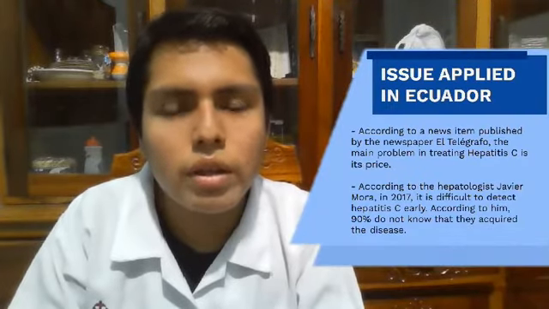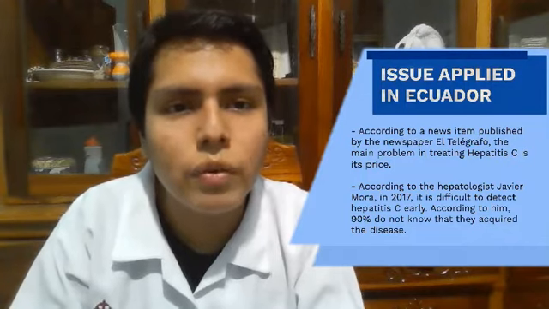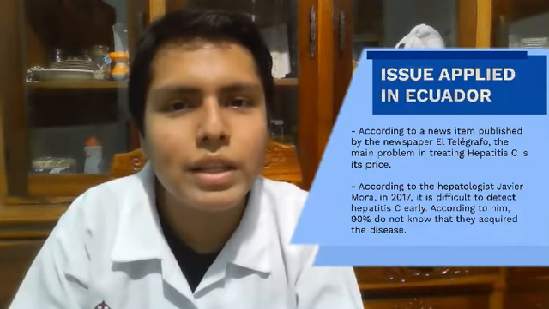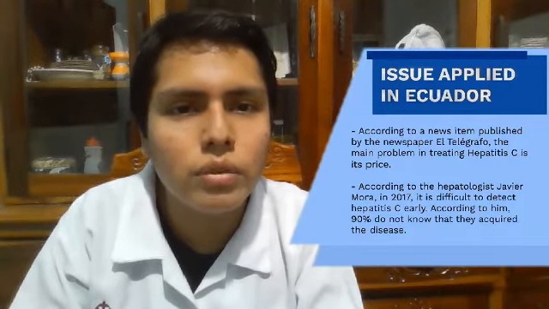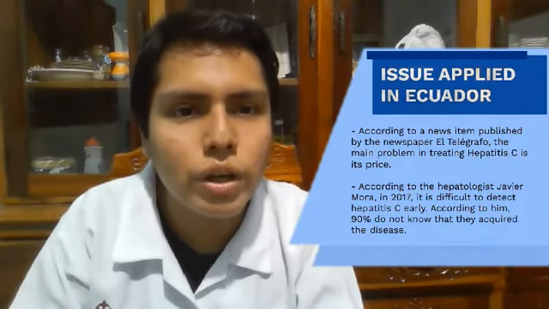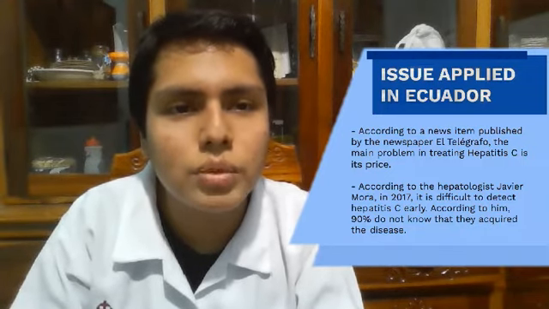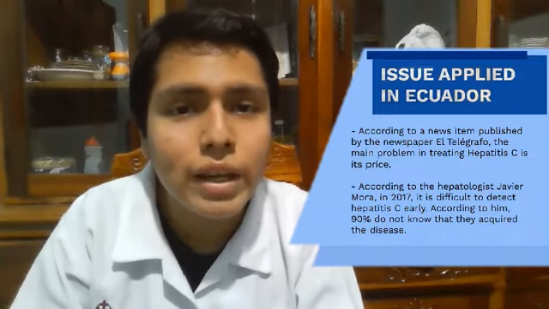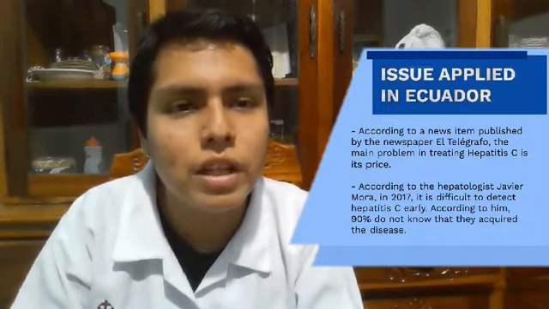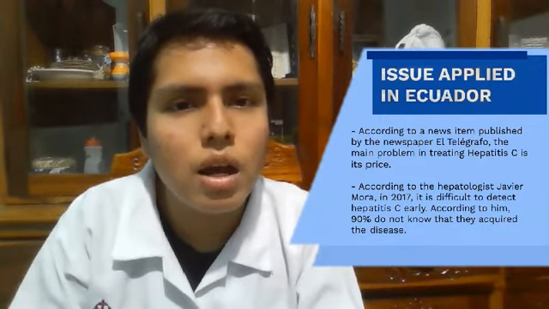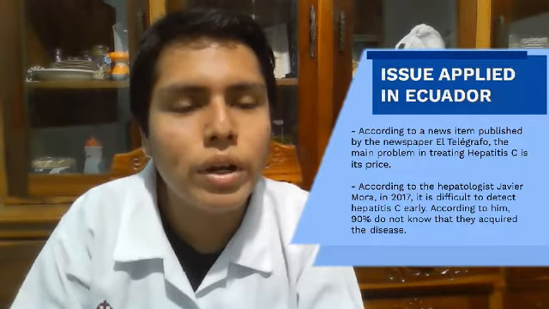Issue applied in Ecuador. According to the news item published by the newspaper El Telégrafo, the main problem in treating hepatitis C is its price, which is around $84,000 for a 12-week treatment. According to the pathologist Javier Mora from the Luis Bernaza Hospital in Guayaquil in 2017, it is difficult to detect hepatitis C early because it doesn't manifest itself with a clear clinical picture. According to him, 90% do not know they acquired the disease.